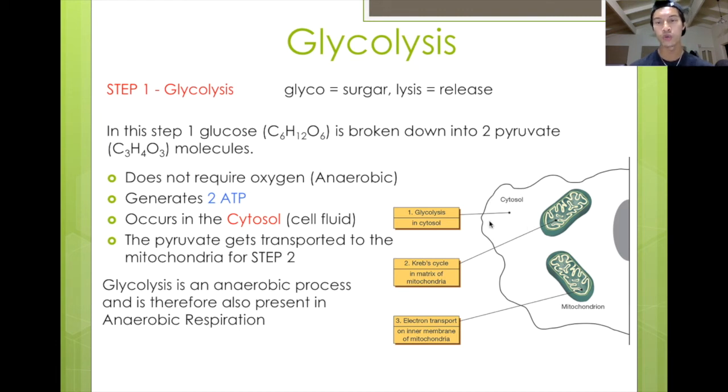This is particularly useful because glycolysis occurs in the cytosol, and many prokaryotic cells do not have mitochondria in order to perform aerobic respiration. So anaerobic respiration occurs in the cytosol, allowing prokaryotes like bacteria to still use anaerobic respiration.